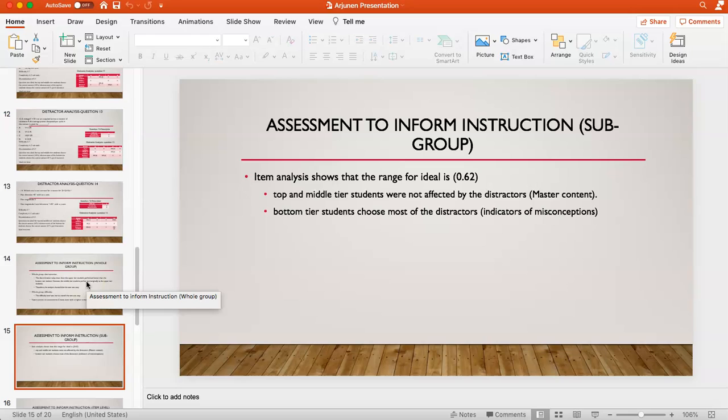Assessment to inform instruction, the subgroup. Item analysis showed that the range for ideal is 0.62. Top and middle tier students were not affected by the distractors. In other words, they mastered the content. Bottom tier students chose most of the distractors, an indicator of misconception or not mastering the content.